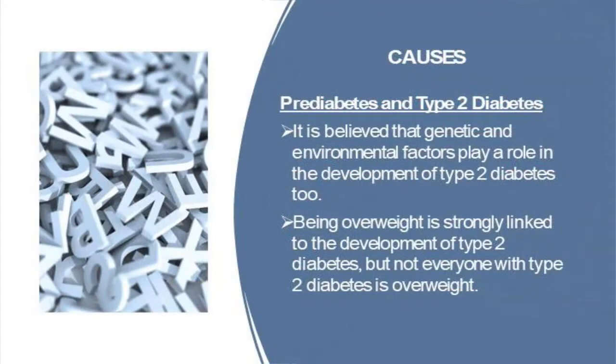Now, it is believed that genetics and environmental factors play a role in the development of type 2 diabetes also. But being overweight is strongly linked with the development of type 2 diabetes, but not everyone with type 2 diabetes is overweight. Now, I'm going to say that again so we can understand. Being overweight or being obese is strongly linked to the development of type 2 diabetes, but not everyone with type 2 diabetes is obese.